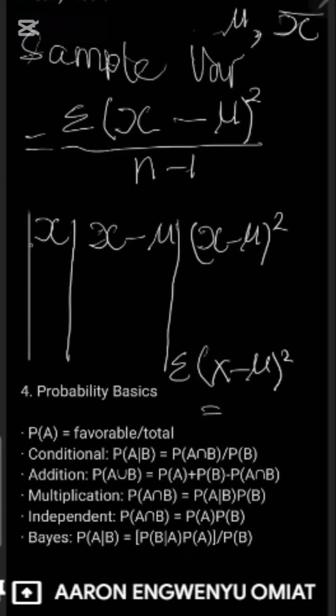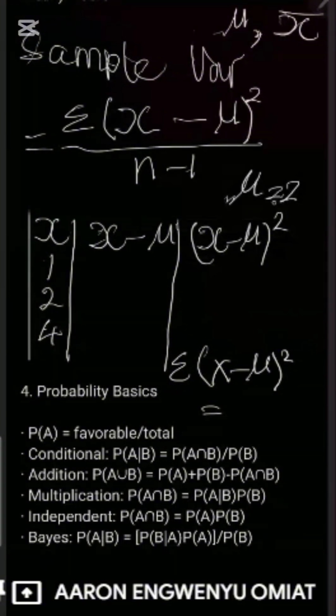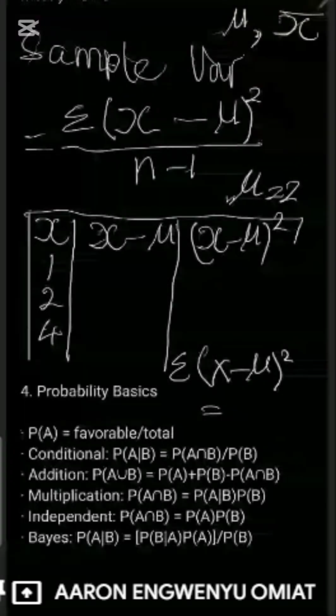So let's say our values are 2, 6, and maybe 8. And our mean is 1. Or let's use bigger values. Say our values are 1, 2, and 4. And our mean is equal to 2. This is our table.